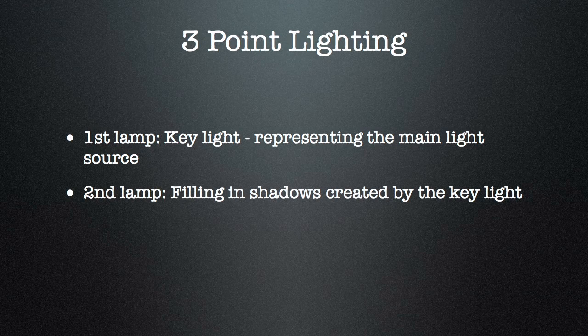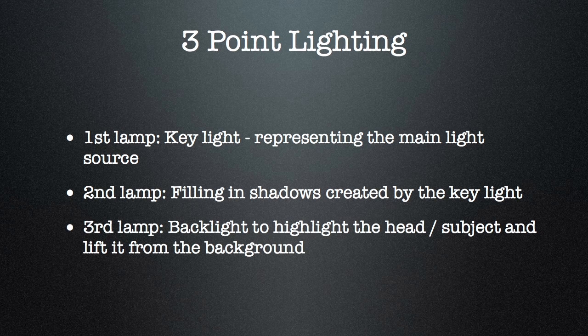The second lamp, now this fills in the shadows created by a key light. Now we're taking for granted here that we're working in a black room. We've lit our first light, and of course that's going to cast some nasty shadows. So the second light is used to fill in those shadows created by the first light.